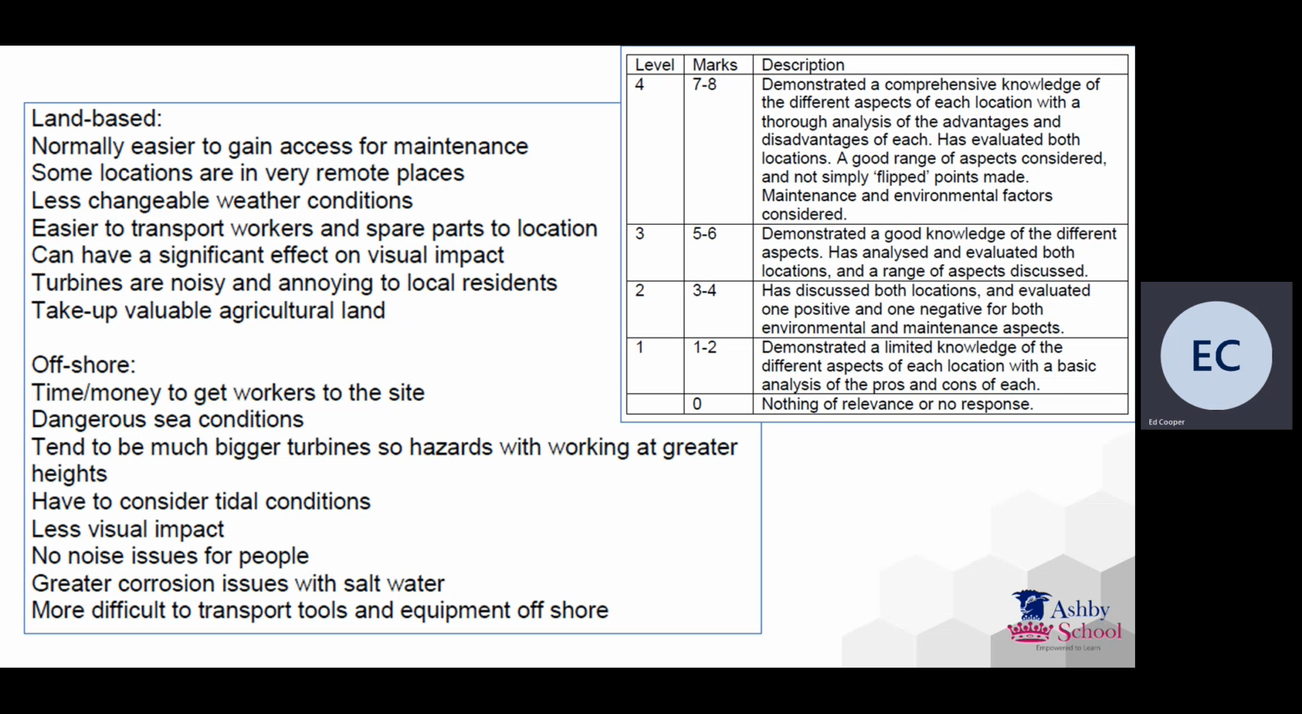You can see how this is again marks. So we've got nothing relevant of response, all the way up to comprehensive knowledge of the aspects. It's evaluated both locations, good range of aspects considered, not just flipped it. So you can't just say onshore wind turbines are noisy, offshore ones are quiet. Yeah, that's a flipped comment. We don't do that. We don't just say the alternate thing for each one. Maintenance and environmental factors considered. Okay, so you can see how we should be going up to 8 marks just for putting statements here. You don't need all of those statements that it's showing here. It's just having a good understanding of them.